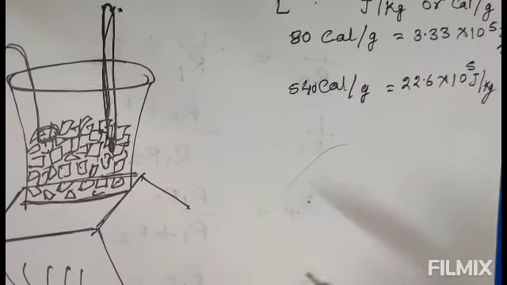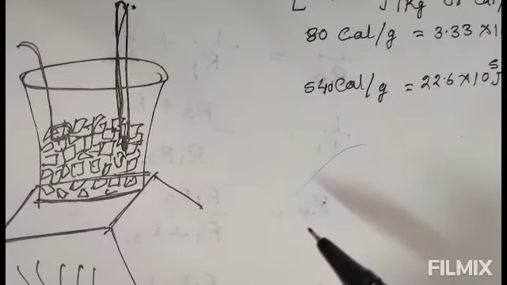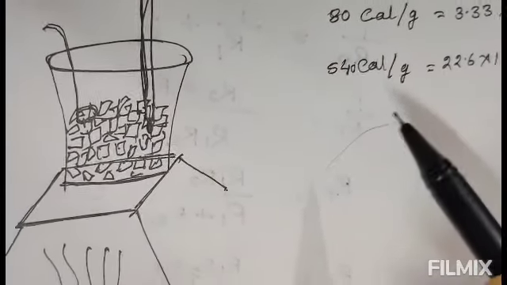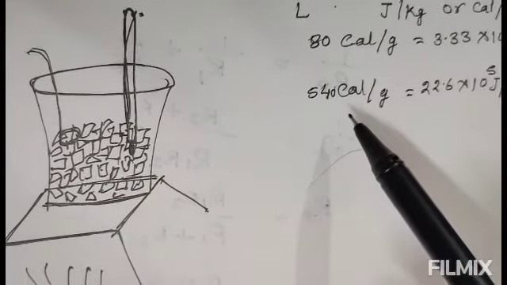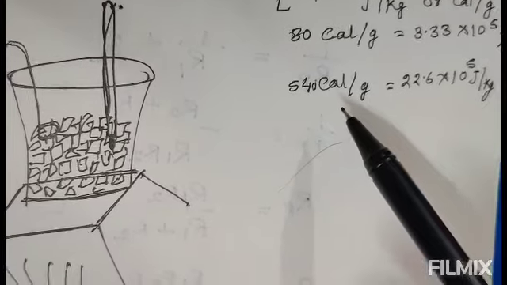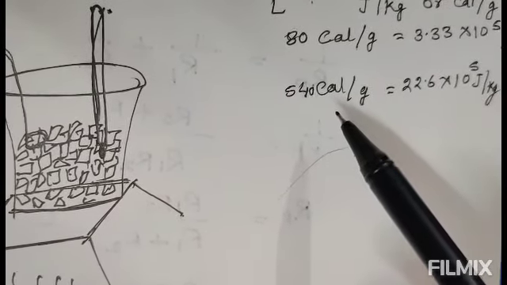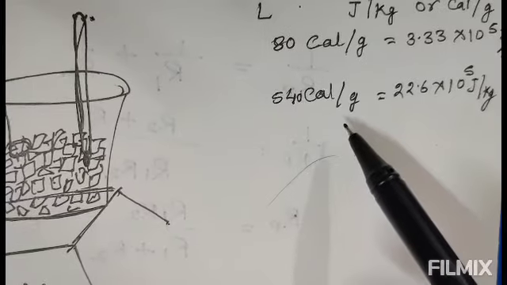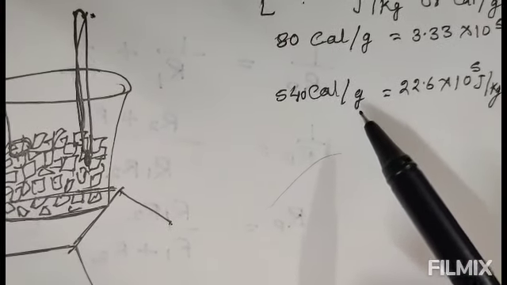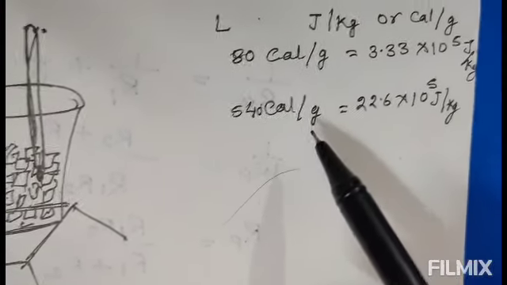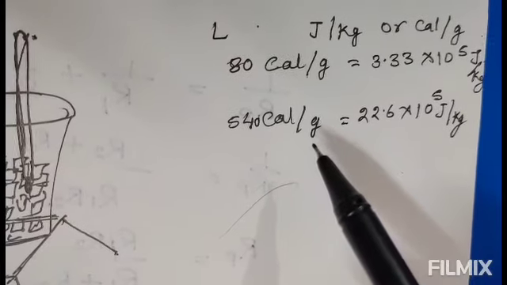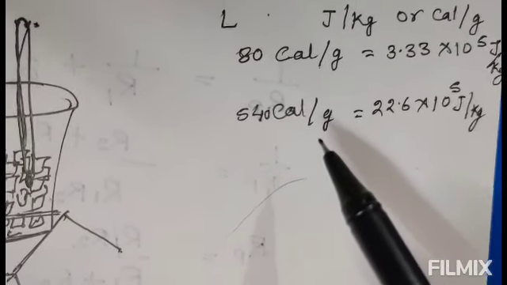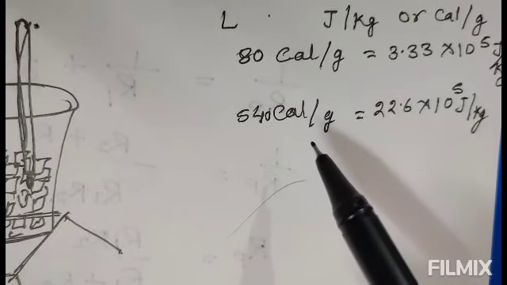Now the question arises: why does steam produce a more severe burn than boiling water? The answer is, steam produces a more severe burn than boiling water because steam has 540 calorie per gram more heat energy than water due to its latent heat of vaporization. So the steam produces more heat, that means a more severe burn than the boiling water.